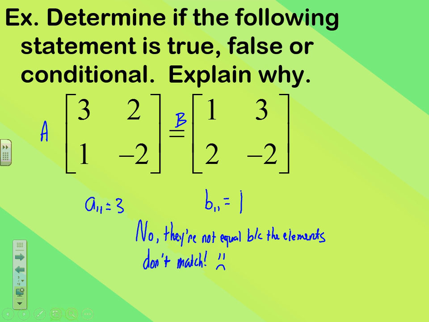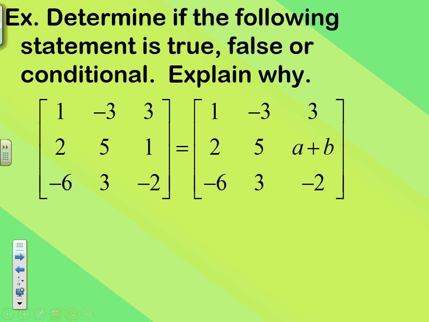Okay, so they're not going to be equal to each other. Even though they have the same numbers, because they're not in the same exact place from matrix to matrix, we would say no, matrix A is not equal to matrix B.